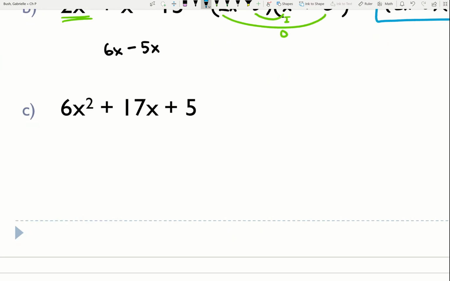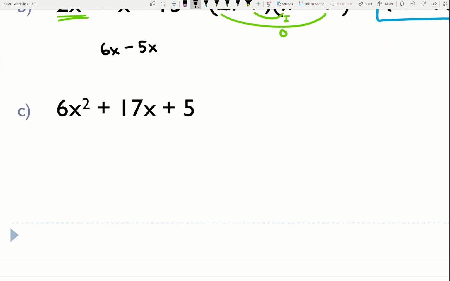I'm going to go ahead and skip that next one. It would be just more of the same here. It would be just kind of guessing and checking like that, writing two binomials, and then thinking about all the different ways that you could break up a 6x squared.